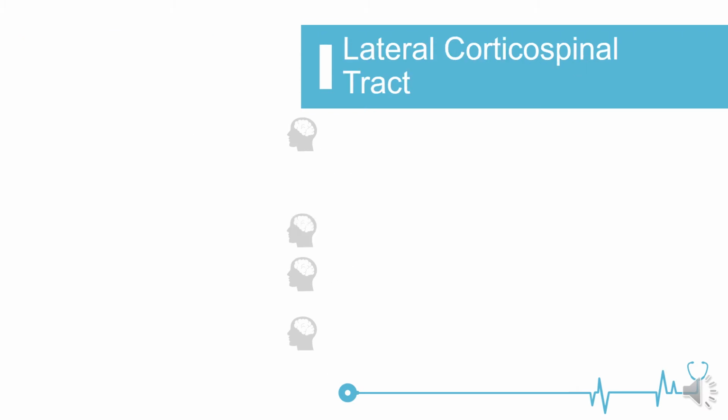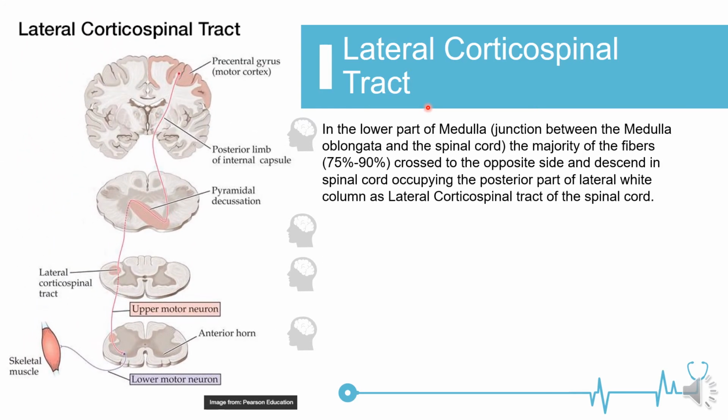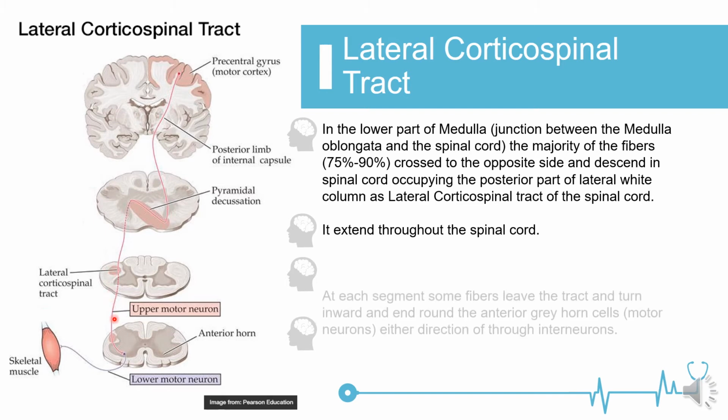So the lateral corticospinal tract is the one that decussates. In the lower part of the medulla, at the junction between the medulla oblongata and the spinal cord, the majority of the fibers, 75% to 90%, cross to the opposite side and descend in the spinal cord, occupying the posterior part of the lateral white column as the lateral corticospinal tract. So it extends throughout the spinal cord.